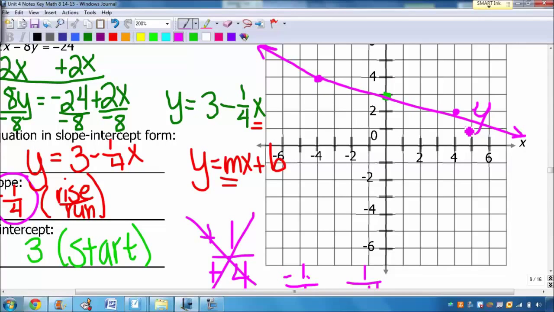Did you put arrows on your line? Also, did you write your equation on your line as well? All right. So make sure you do both things. Hopefully that makes sense to you. This is key in order to be successful for this unit and future units.